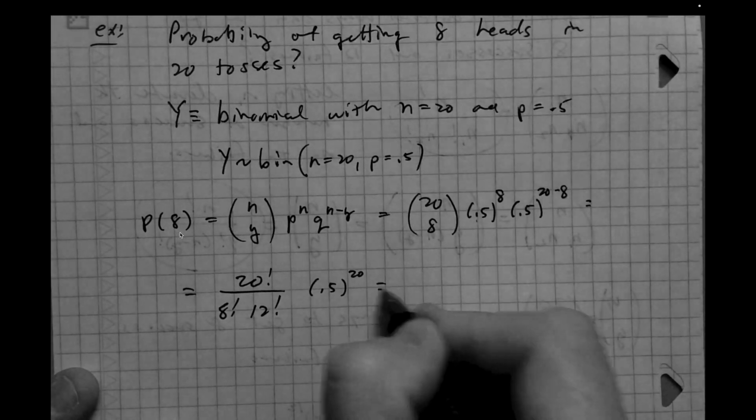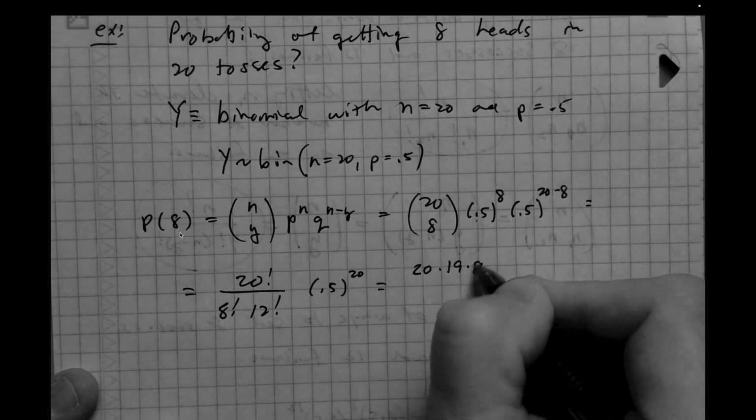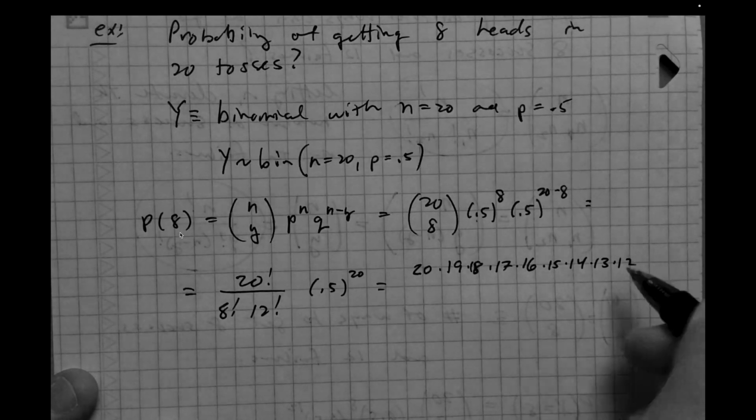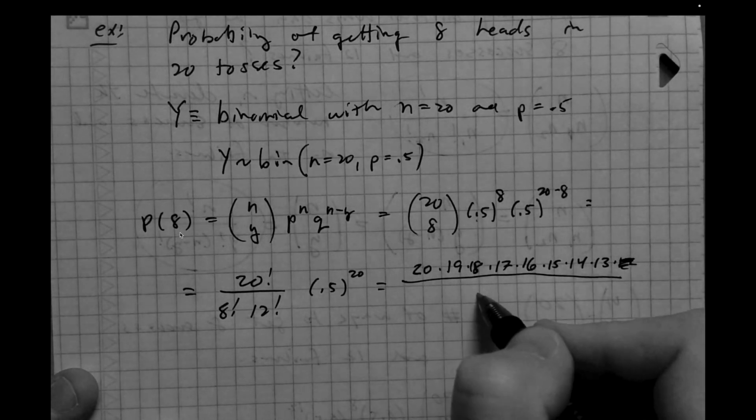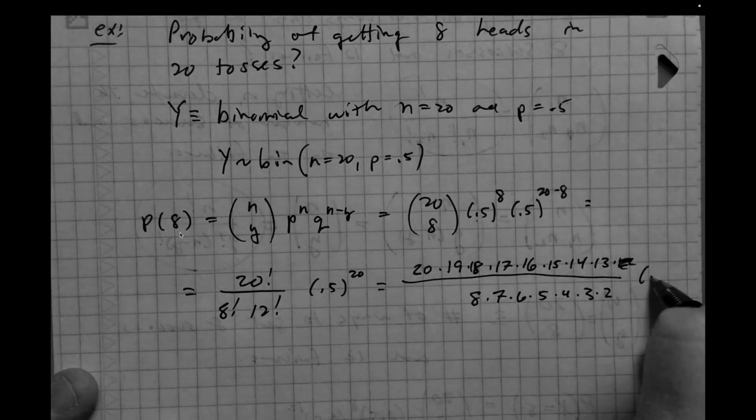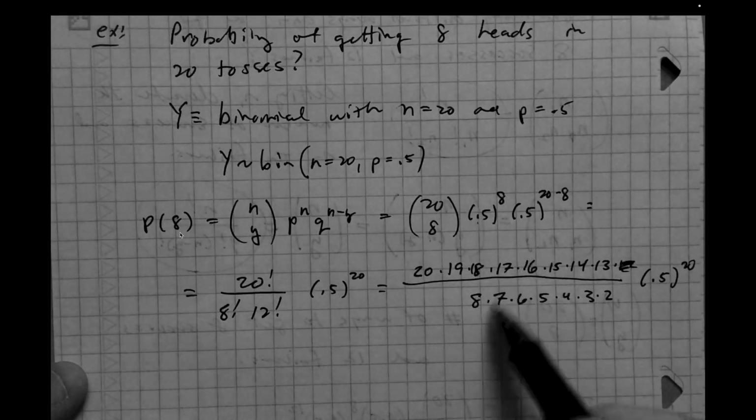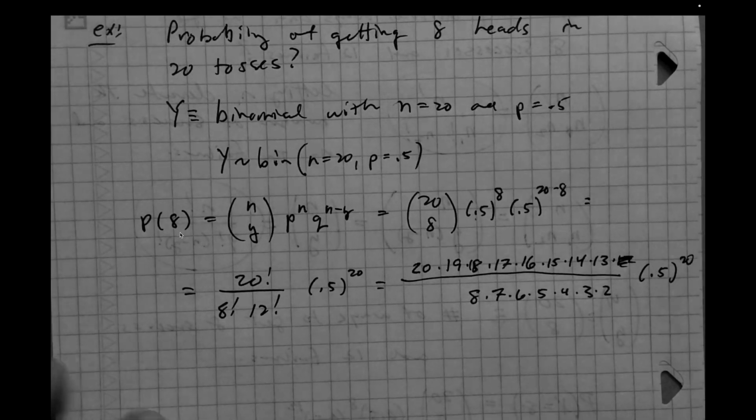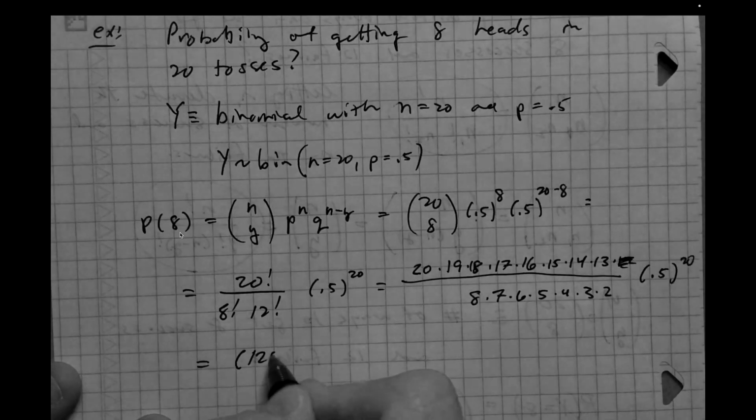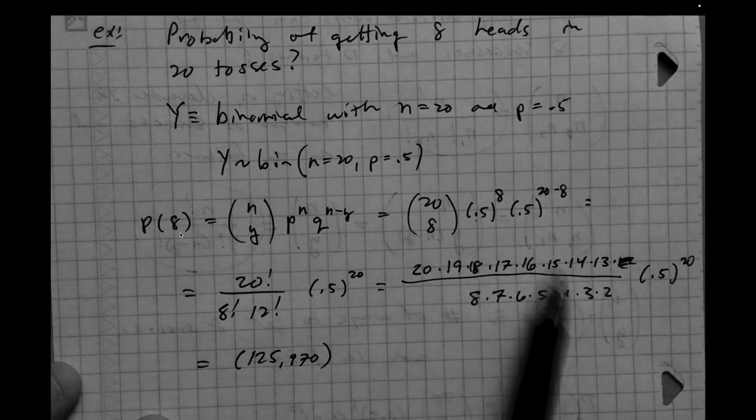And so we can see that this is going to be 20 times 19 times 18 times 17 times 16 times 15 times 14 times 13 times 12, all over 8 times 7 times 6 times 5 times 4 times 3 times 2, and then all that times 0.5 to the 20th power, right? You could go through and do some more cancellation. The 8 will cancel with the 16, the 7 with the 14. There's a lot of cancellation you can do here. But when you do all of that, you should get about 125,970 for the choose function.